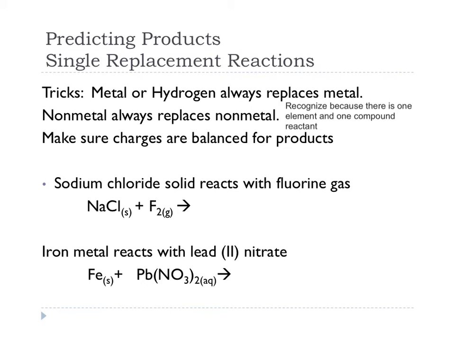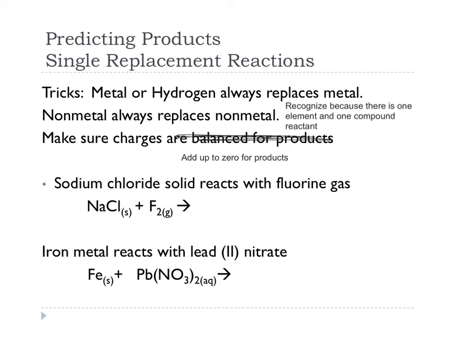So when we figure out the product, the trick on single replacement reactions is that a metal or hydrogen always replaces the metal in the compound, but if the element is a nonmetal, it's going to replace the nonmetal in the compound. So whatever type of element that you have by itself, it's going to replace the same type of element in the compound. You also need to, again, when you're writing an ionic compound, make sure the charges add up to 0 for the product.